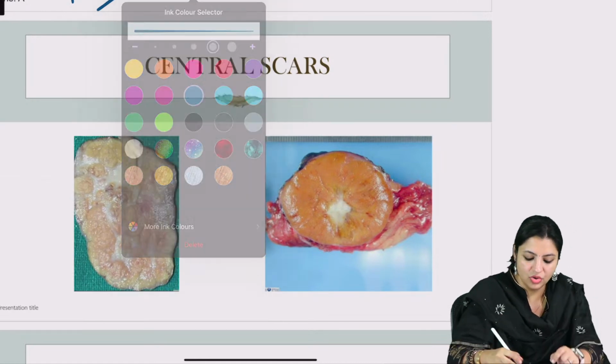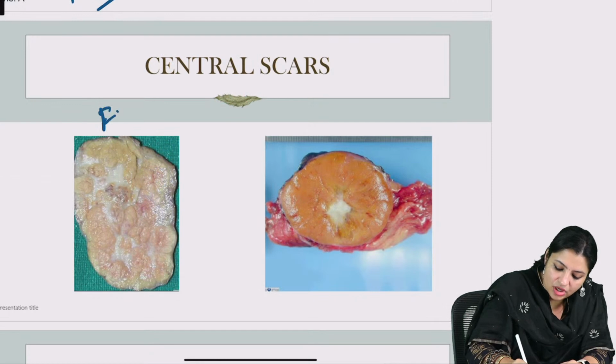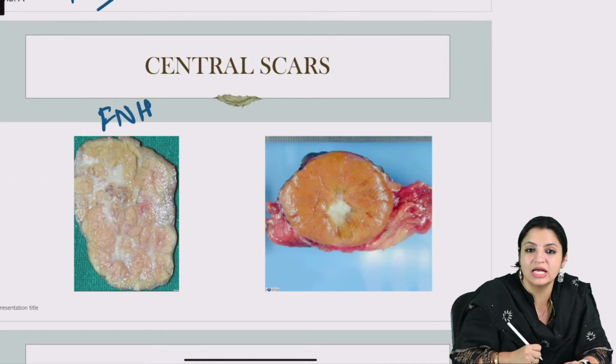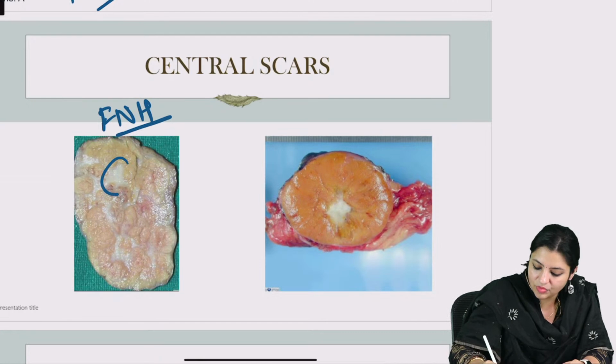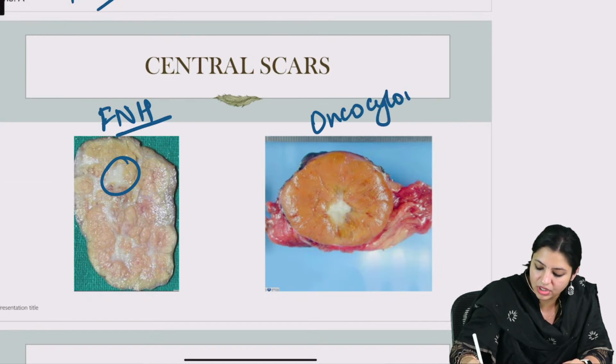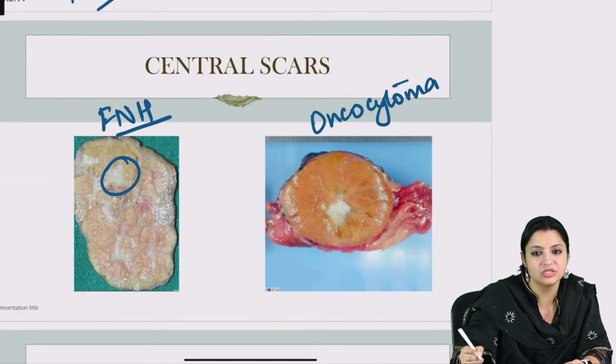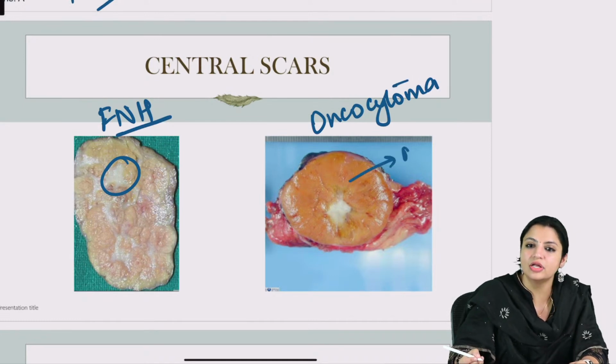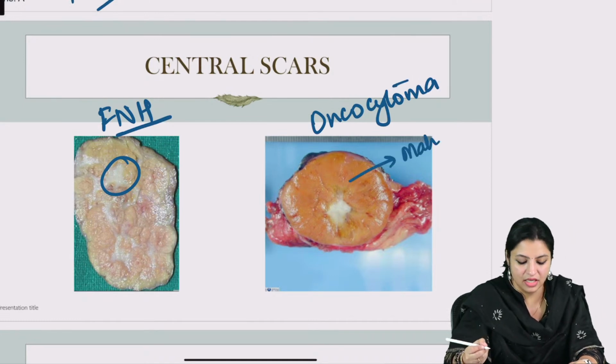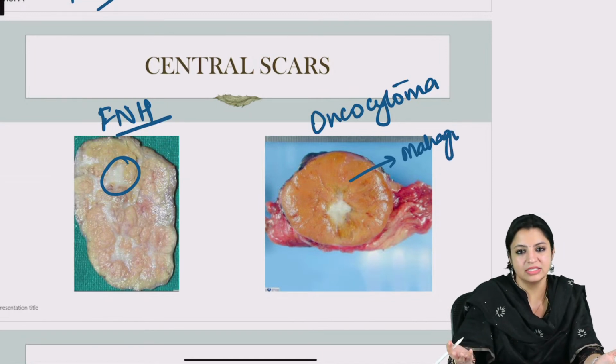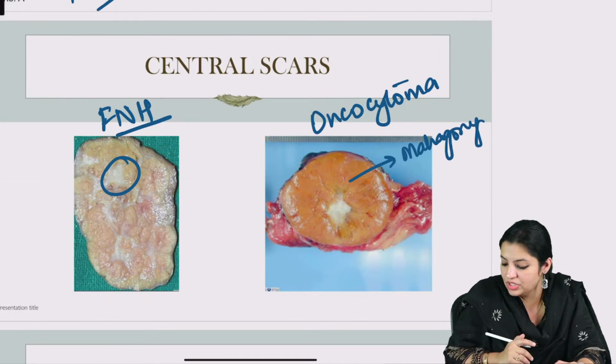First is focal nodular hyperplasia, which usually has a central scar, and the second one is called oncocytoma, especially of the kidney. Look at the color. This color is very typical. This is called mahogany brown color with a central scar. This is oncocytoma. Focal nodular hyperplasia has a central scar again, and from this the radiating septa are seen. So these are the other two lesions with central scars.